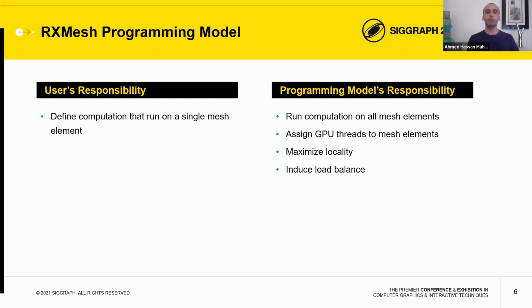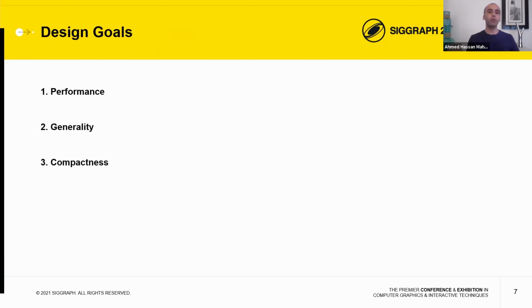The implementation of the programming model then takes this computation and runs it in parallel on all mesh elements in such a way that maximizes locality, induces load balance, and eventually leads to higher throughput. And what enables us to deliver this high throughput is the data structure. When we designed our data structure, we set forth a couple of design decisions, with performance to be the number one priority. Generality in terms of being able to handle non-manifold meshes comes second, and then being compact.